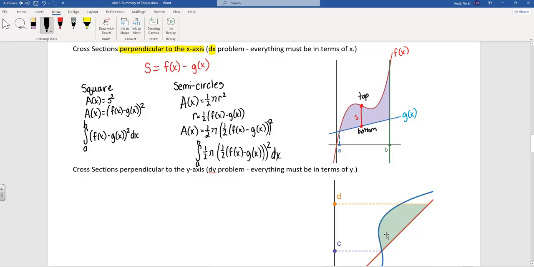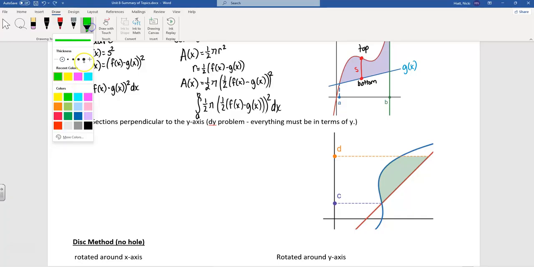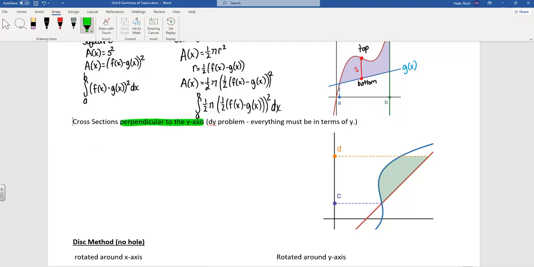Okay, everybody good there? You've got similar things going on whenever you have perpendicular to the y-axis. That is a dy problem, meaning that we would need to call this function, I'm going to call the red f of y right here, and I'm going to call the blue g of y. Again, meaning that we've got x equals the square root of y plus 1, or x equals y minus 2. Whenever we have f of y, that's an x equals function.